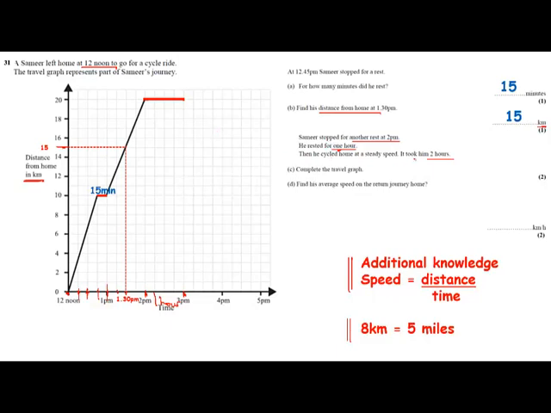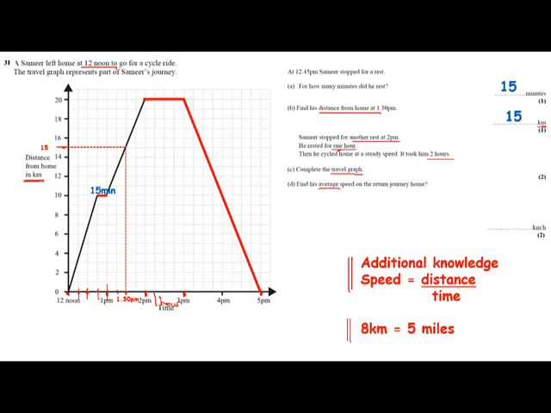He then cycled home at a steady speed, and it took him 2 hours. So at 3 p.m. he stops resting, and then he travels home, and it takes him 2 hours to get home. So he gets home at 5 p.m. and I need to draw a line from where he stopped to rest, and that's his return journey home. Okay, it's a straight line because he traveled at a steady speed. That's his bit, and you'll get 2 marks for doing that bit. 1 mark for each section. Make sure you can do it and you do fully understand it. So that's us completing the travel graph.